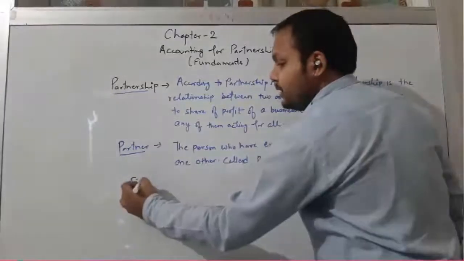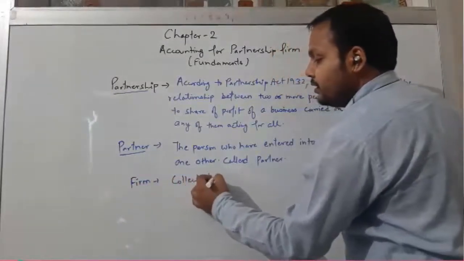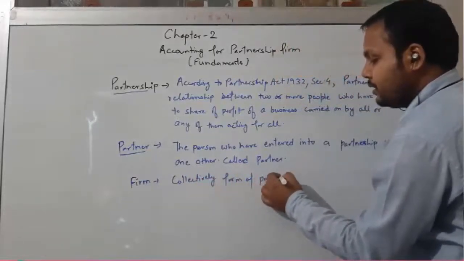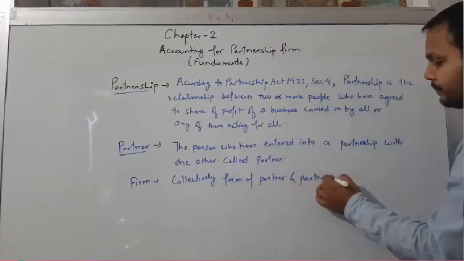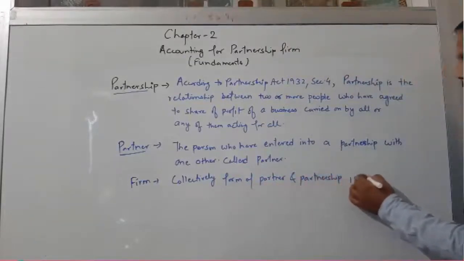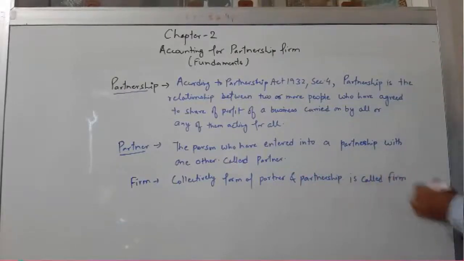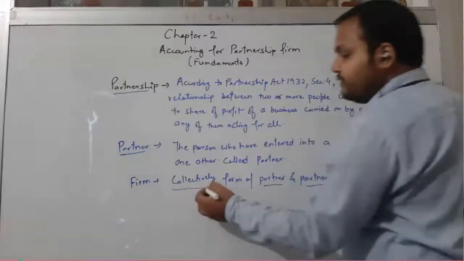What is firm? The collective form of partners and partnership is called firm. Basically what is a firm? फर्म जो होती है ये पार्टनर और पार्टनरशिप की कलेक्टिवली फॉर्म होती है.